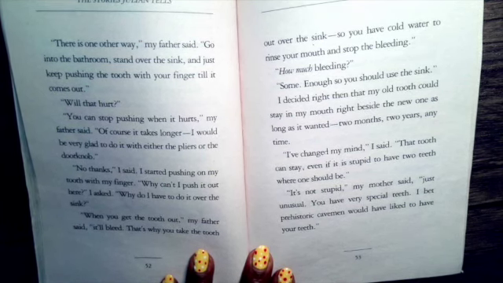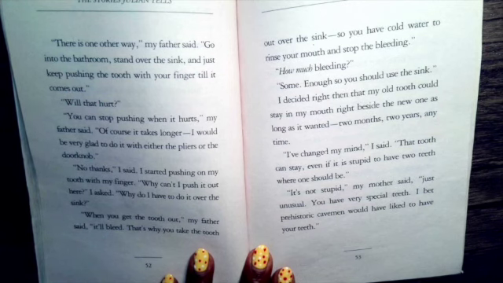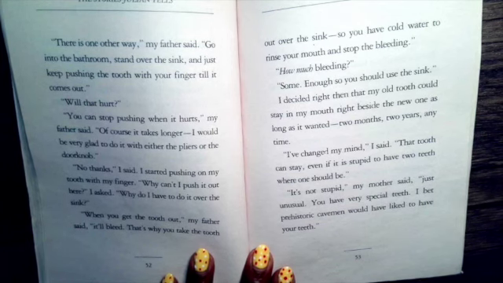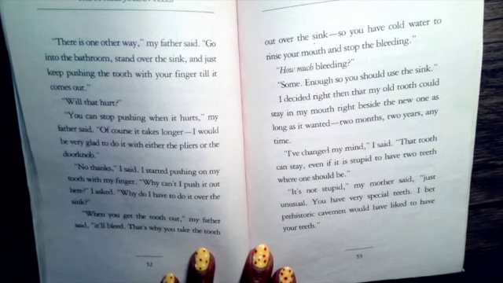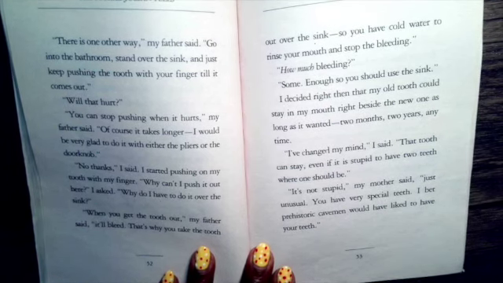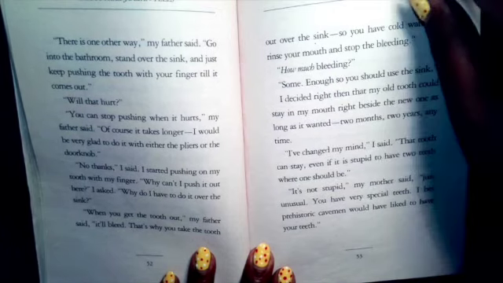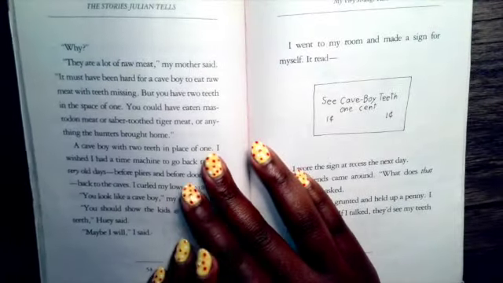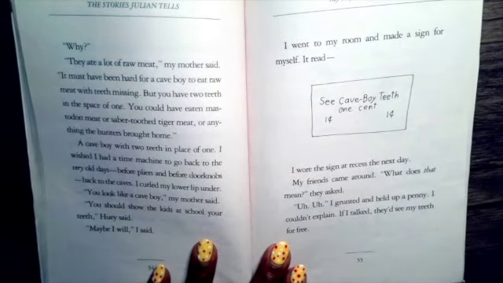I decided right then that my old tooth could stay in my mouth right beside the new one as long as it wanted. 2 months, 2 years, anytime. I've changed my mind, I said. That tooth can stay, even if it is stupid to have 2 teeth where one should be. It's not stupid, my mother said. Just unusual. You have very special teeth. I bet prehistoric cavemen would have liked to have your teeth. Why? They ate a lot of raw meat, my mother said.